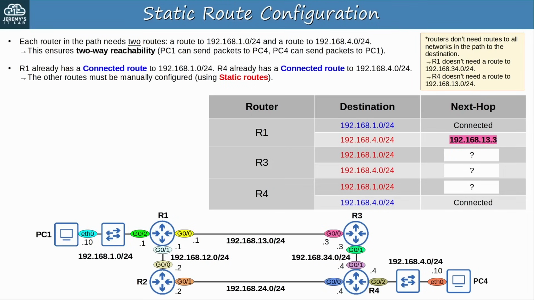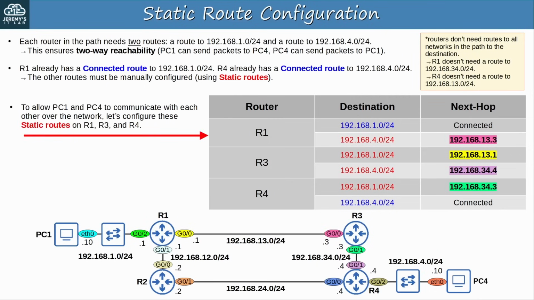Okay, next one. What next hop IP should R3 use to send packets to the 192.168.1.0/24 network? The answer is 192.168.13.1, R1's G0/0 interface. And how about 4.0/24? It should send packets to 192.168.34.4, R4's G0/1 interface. Finally, what next hop should R4 use to send packets to the 1.0/24 network? The answer is 192.168.34.3, the IP address of R3's G0/1 interface. Okay, we've planned the static routes we need to configure.